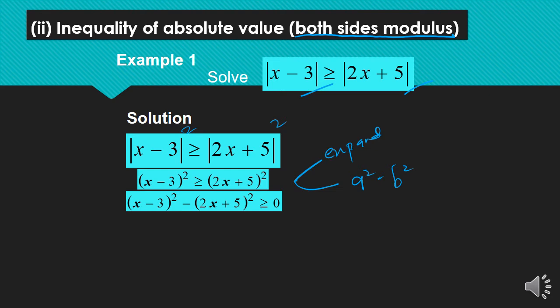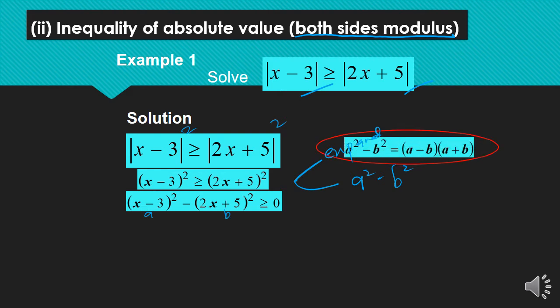How? By bringing the right side to the left side, so it will be x minus 3 squared minus 2x plus 5 squared. So this is our a, this is our b. So what is a squared minus b squared? It actually can be written in the form of a minus b multiplied with a plus b. So we transfer from a squared minus b squared into this form.